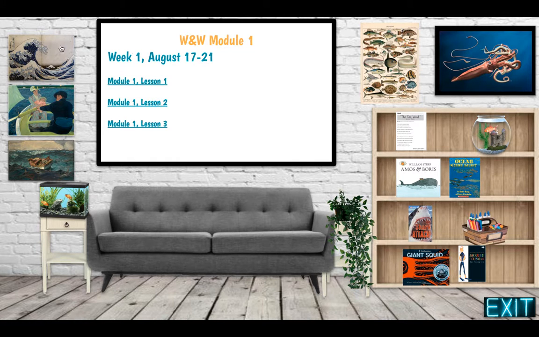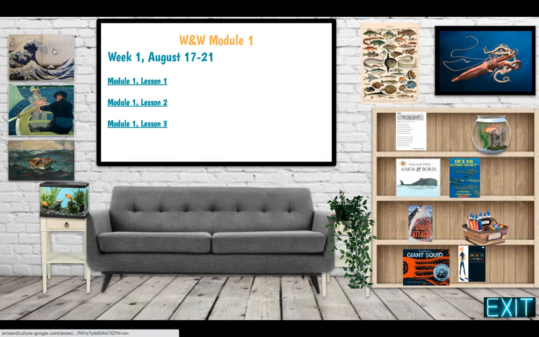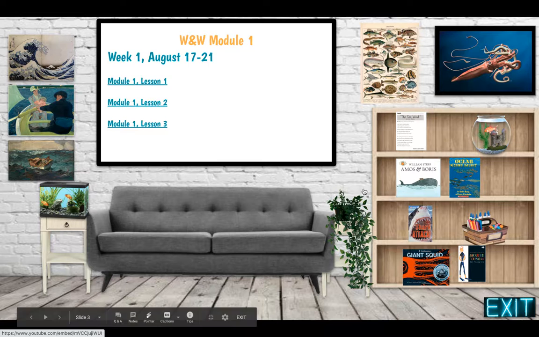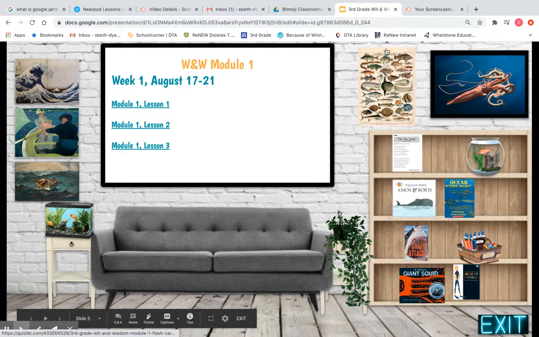If I just quickly hover over things in the classroom, I see there are lots of links for me to click on. These 3 pictures right here are the 3 pictures you're going to be studying in Module 1. Right here, these are the books that you are going to be reading in Module 1. If you click on the book, Amos and Boris is our first book we're reading. It's going to take you to a read aloud for Amos and Boris on YouTube. And then when I'm done reading it, just exit out of that tab.